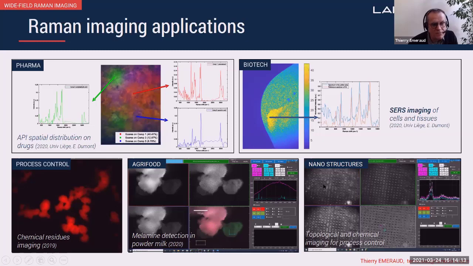And the last example I have for today is the monitoring of a nanostructure. You see here some nanostructure which has been processed using some laser processing technology. And this is coming from a Fraunhofer Institute in Germany. And they were interested to monitor, by this high resolution imaging technique, both the topological properties of this material, which are periodic nanostructures, and at the same time to give the local chemical composition of the material which has been processed using this laser technology.